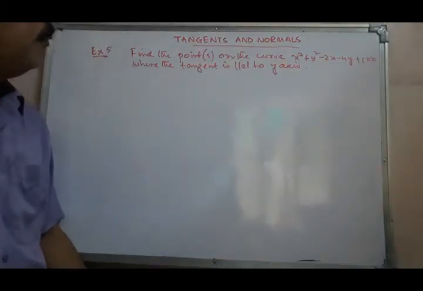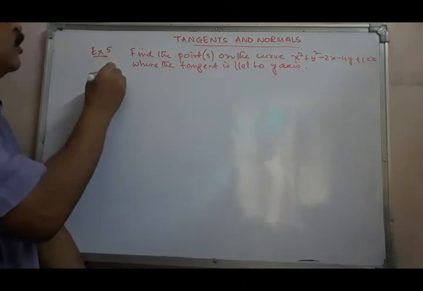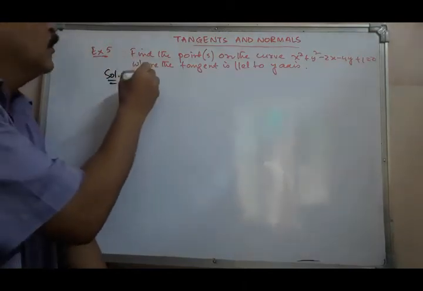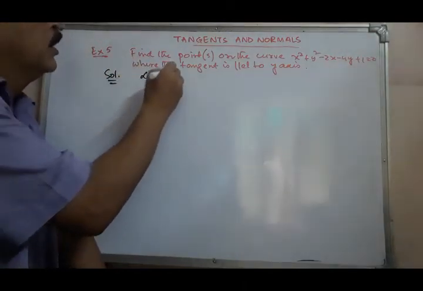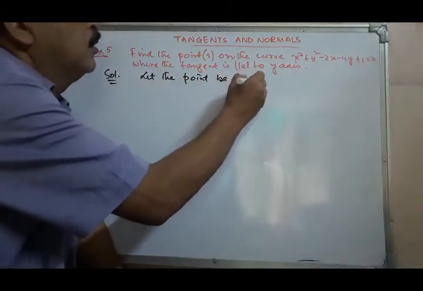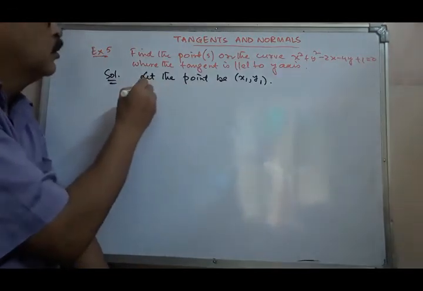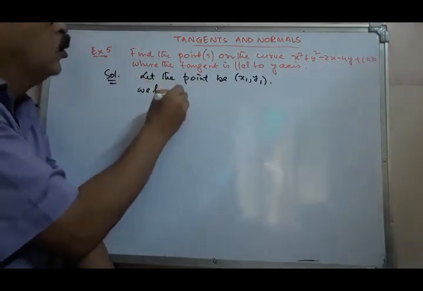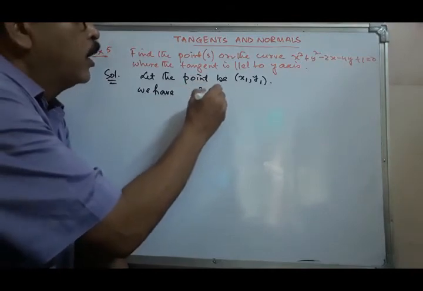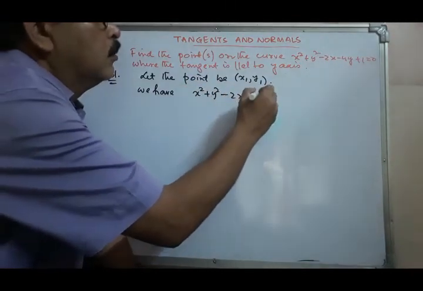Find the point or points on the curve x square plus y square minus 2x minus 4y plus 1 equal to 0 where the tangent is parallel to y-axis. Solution: let the point be x1 y1 and we have x square plus y square minus 2x minus 4y plus 1 equal to 0.